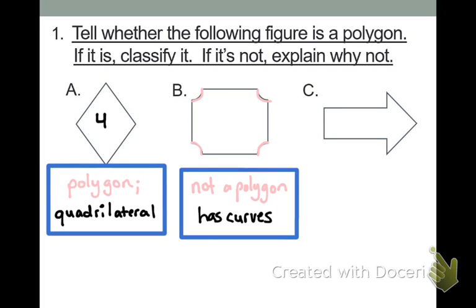Final one, Emma. Do you think this one is a polygon? Yes, it is a polygon. Emma, tell me how many sides it has. 7. It has 7 sides. What do we call a 7-sided figure? Heptagon. A heptagon is correct.